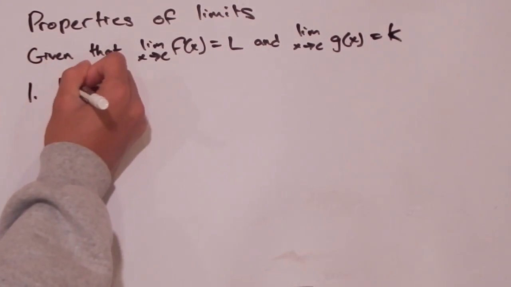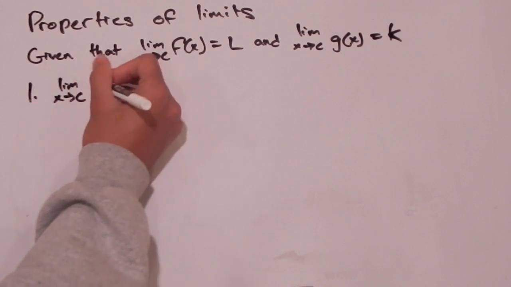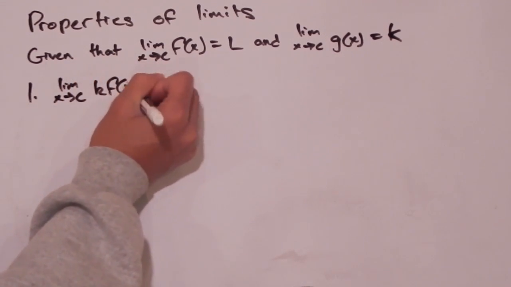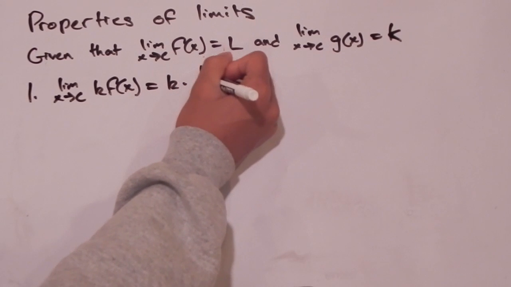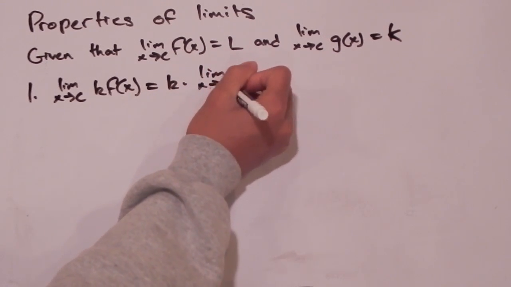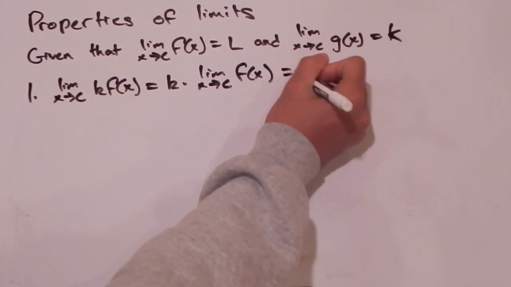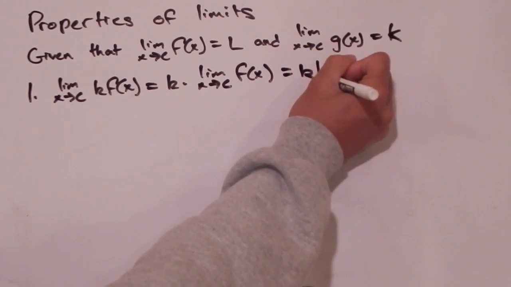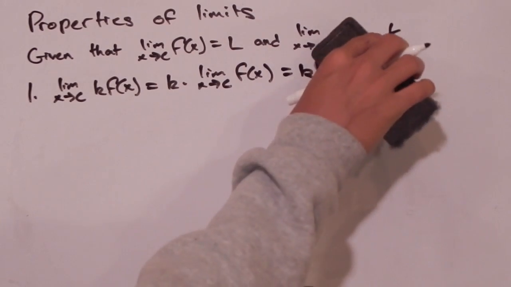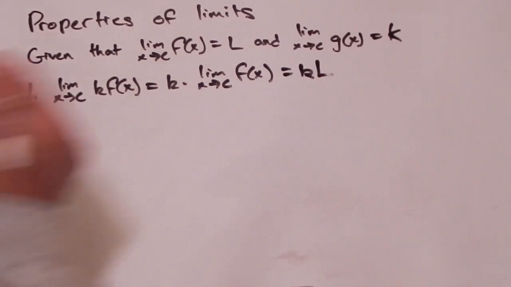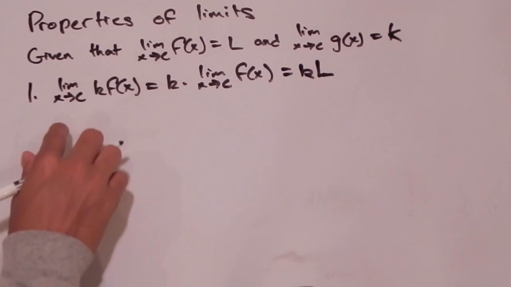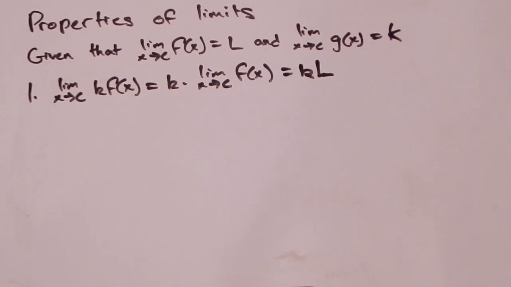First, that the limit as x goes to c of k times f of x is equal to k times the limit as x goes to c of f of x, which is equal to kL. And this is going to be when k is some constant value. It doesn't depend on x, which is our variable.